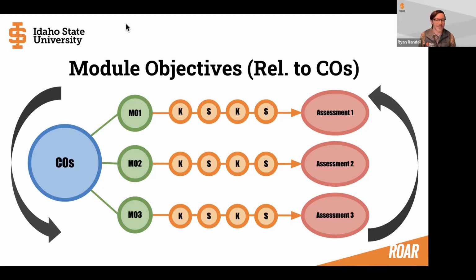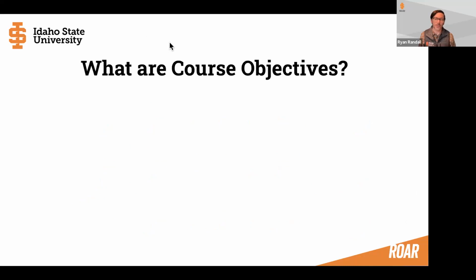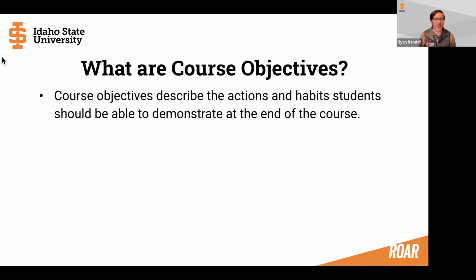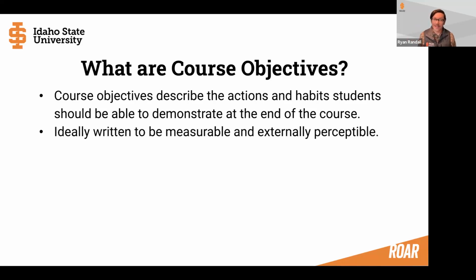Great, thanks, Mark. So at the course level, we also have course level objectives. And these describe the actions and habits that students should be able to demonstrate at the end of the course. So again, that's sort of the knowledge and skills and abilities that you as the instructor, or anyone else, can perceive externally to the student. And ideally, as I was saying, these are written to be measurable and externally perceptible.